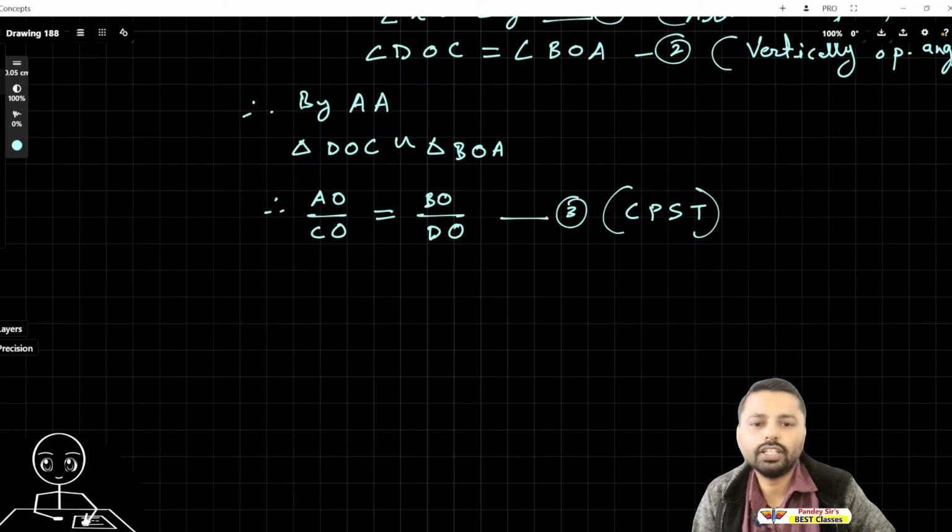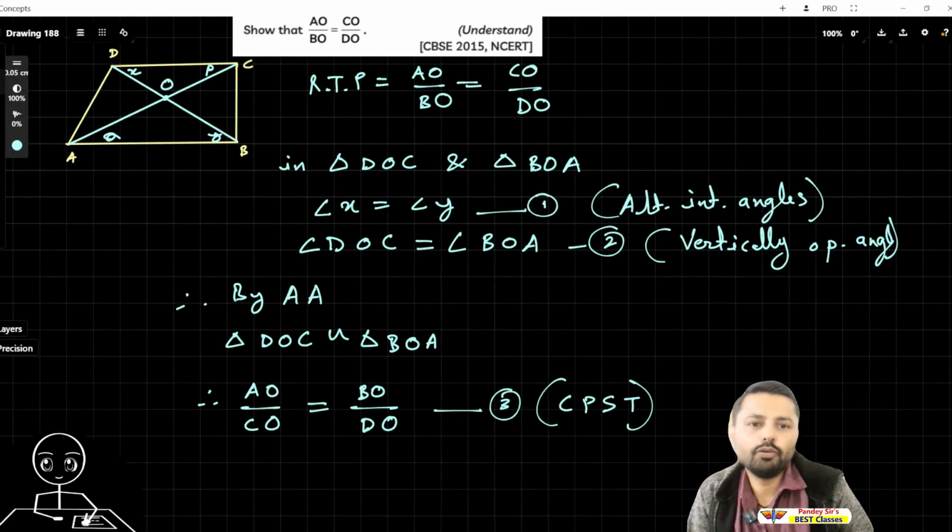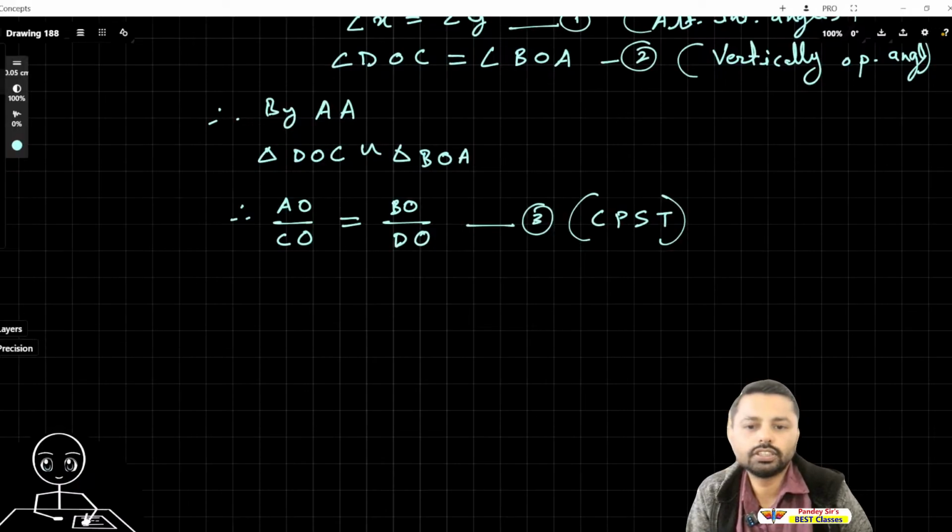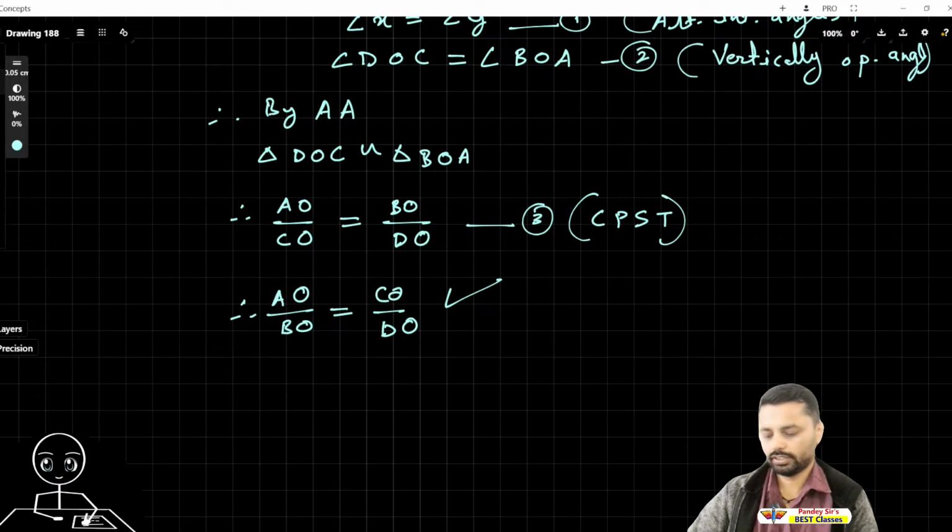Anyway, so we had to prove what? AO by BO equal to CO by DO. That's it. You can just replace them, cross multiplication. So BO will come that side. Therefore, AO by BO equals CO by DO. And that's it. It's done.